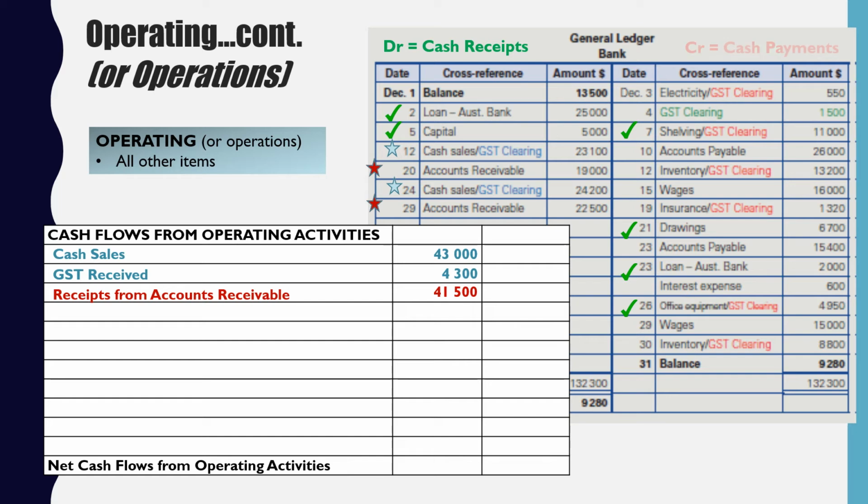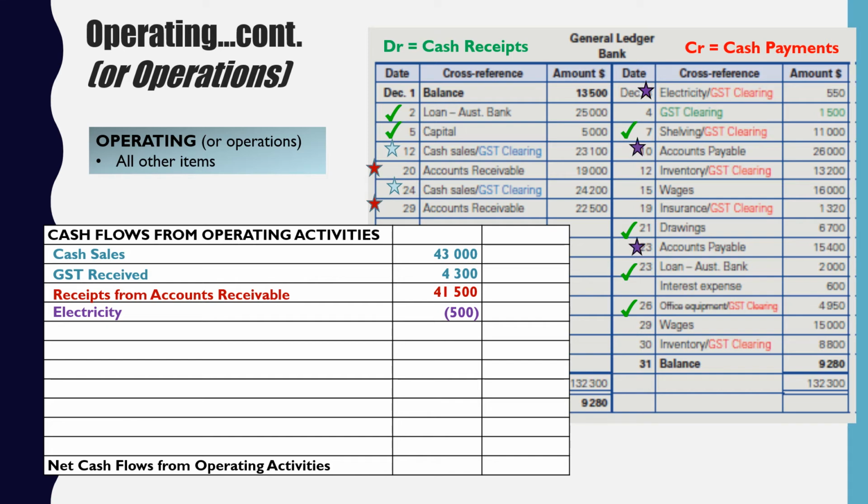Now let us have a look at the cash payments recorded under the credit side. On the 3rd of December, we have payment for electricity totaling $550, including GST. Now when we report this payment for electricity in the cash flow statement, we use the amount of $500, which excludes GST. And the reason why we're excluding GST from here is because we'll be separately reporting the total GST paid amounts in the cash flow statement, as we will see shortly.